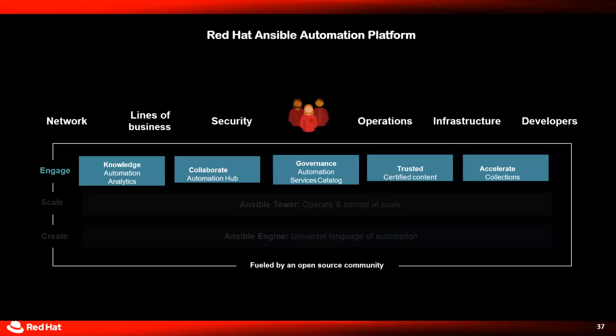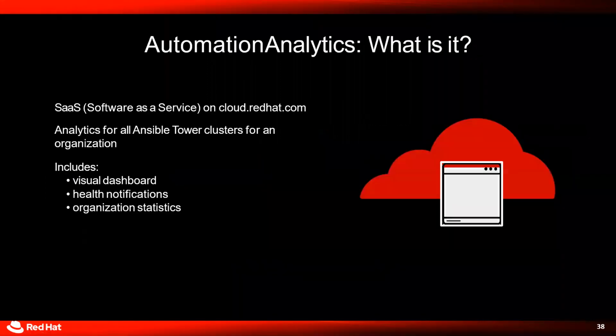Okay, so if you observe, we have seen Ansible Engine and Ansible Tower, right? So we also have one more option that sits on top of Ansible Tower, which is your automation analytics and automation hub. These will help you collect the information of all your Ansible platform environments that you run on different environments. Okay, so what is automation analytics? Basically, automation analytics is the software as a service provided by Red Hat.